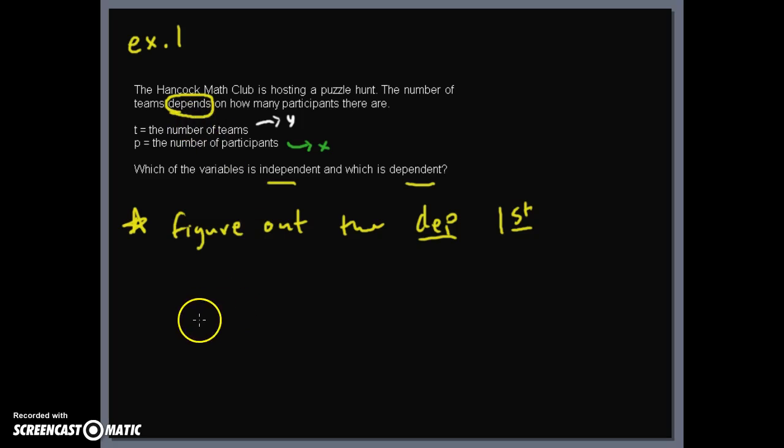If you think about the nature of the relationship, the number of participants determines how many teams there are. So if there are 10 participants and they're forming teams of 5, then there's going to be 2 teams. If there are 20 participants forming teams of 5, there's going to be 4 teams. So that's the nature of this relationship. Let's go ahead and get into another example.